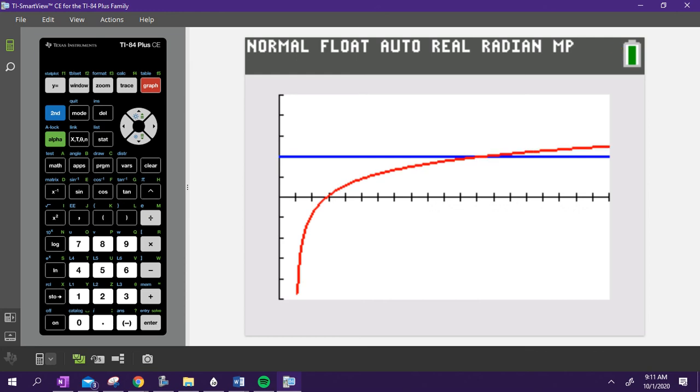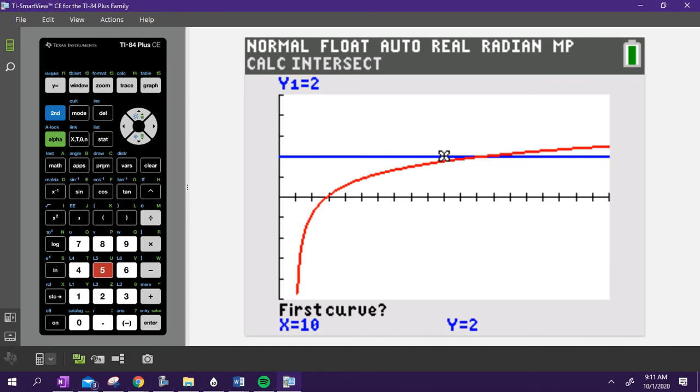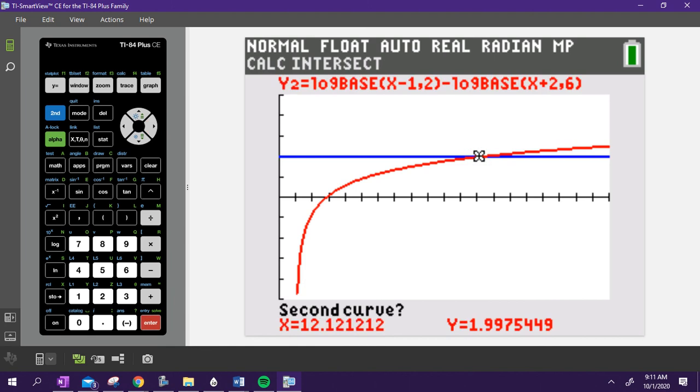And hopefully you can see that intersection spot. That's what we care about. We want to know when one side is equal to the other, so we want to figure that out. What am I going to do on my screen now in order to find that spot? Second, calculate. I am calculating the intersect, number 5. I'm going to move my cursor to where I think they're on top of each other. I'm going to hit enter, enter, enter. Boom, there's my answer, 12.148.